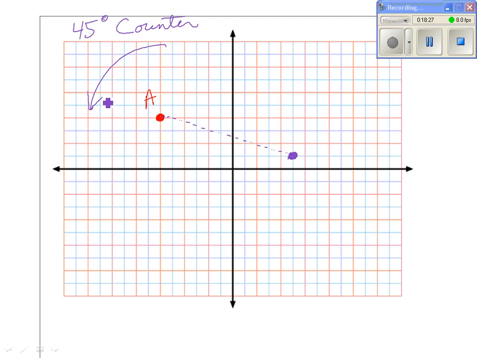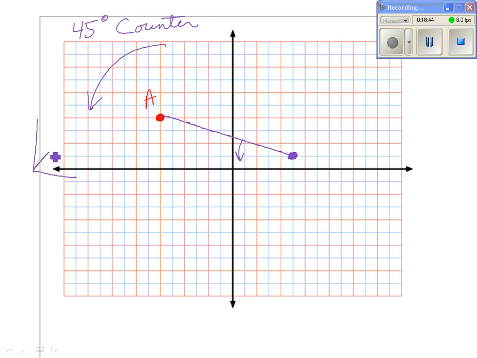Now we said 45 degrees. So what we need to do when we connect this to this is know, all right, we're going in this direction, and we want to make what size of an angle right here? 45. 45 degrees. So a right angle is like this.